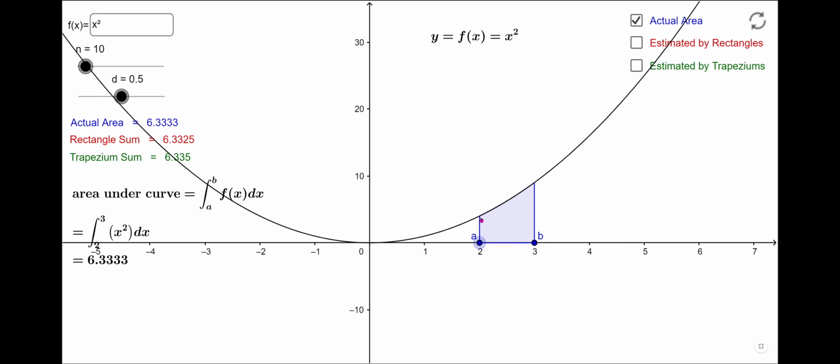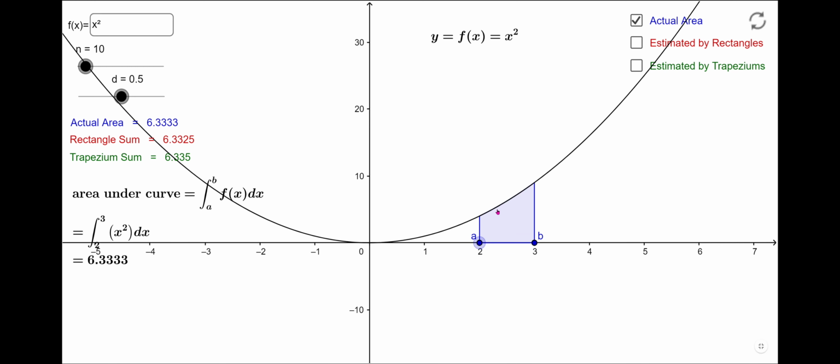So what do I mean by area under the curve? First of all, you have your graph of the function, y equals f of x, so the graph is y equals x squared. You integrate between limits 2 and 3, so you have your limits down here: a equals 2 and b equals 3. What you want to focus on is this horizontal line segment between 2 and 3.